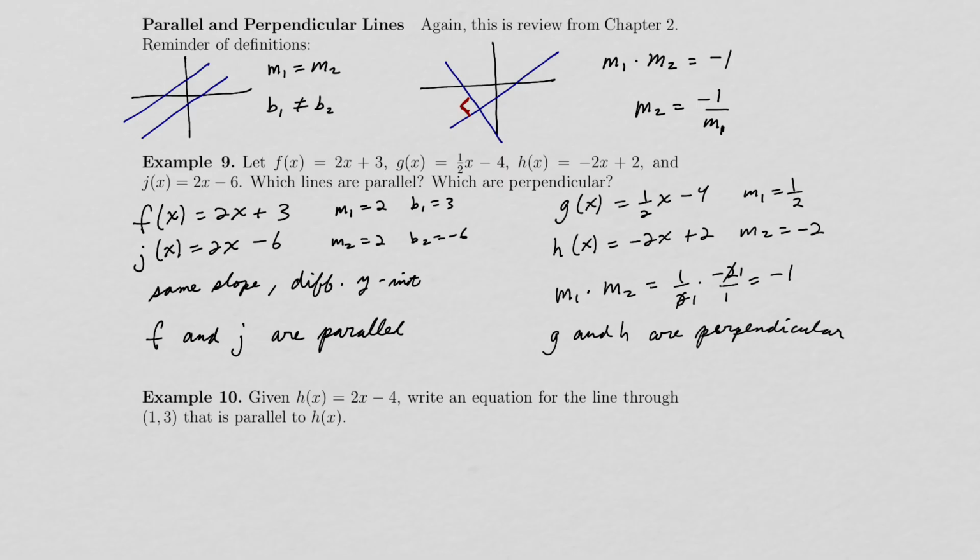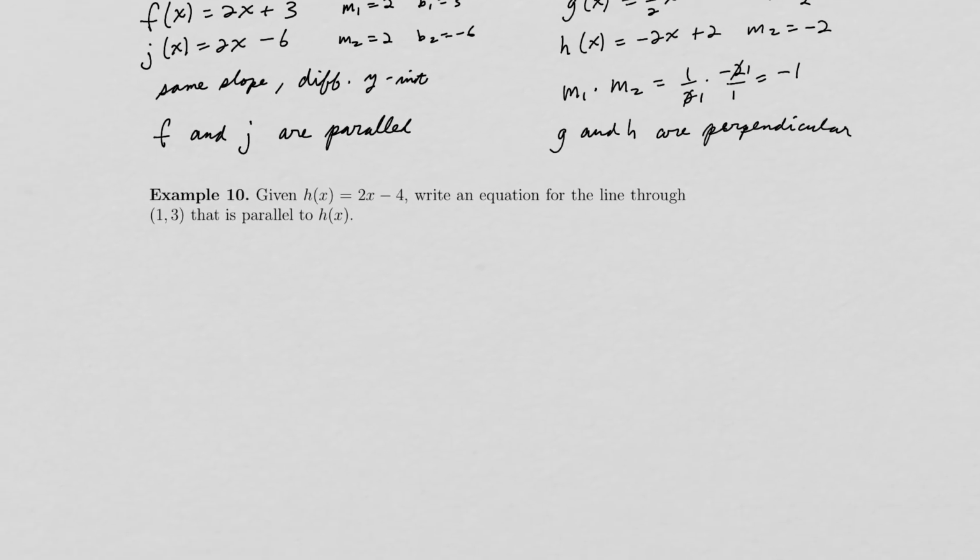Okay, and then again, we're going to do a few more examples in function notation of what we already talked about in chapter 2, like now finding equations for lines that are parallel to a given line or perpendicular to a given line. Okay, so let's look at example 10 here. Given h of x is 2x minus 4, write an equation for the line through the point (1, 3) that is parallel to h of x.